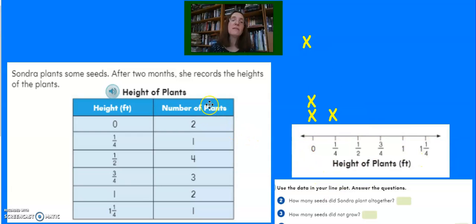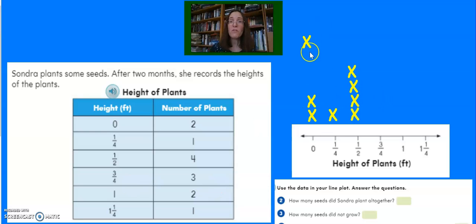And as you can see, I've already done 0, 2 plants there, and 1/4 foot, 1. And so now I'm doing 1/2. Ooh, that's 4 of them. Now, this is to remind you as I do this, that when we do line plots, we kind of want to get these X's to be about the same size. And we sort of want to imagine that if I've got 2 X's on this one, it'll be about the same height on all the others that have at least 2 X's.